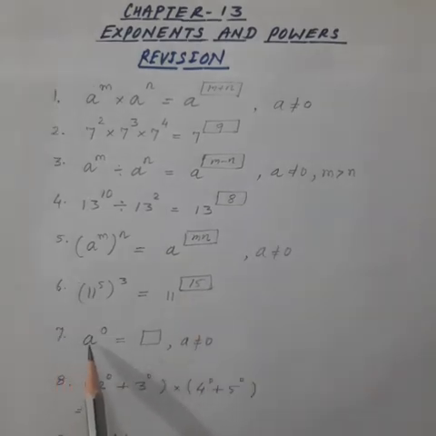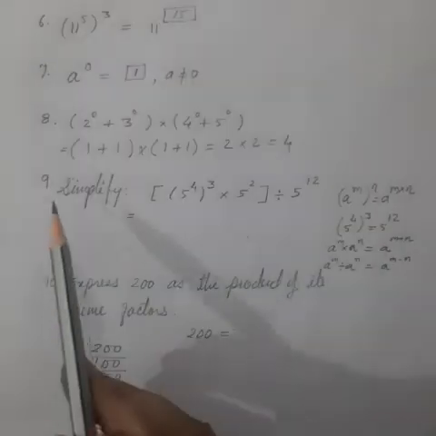Seventh, the value of any non-zero integer with power 0 is 1. Eighth, we have to simplify this. We know that the value of any non-zero integer with power 0 is 1. So here the value of 2 raised to the power 0 is 1, plus value of 3 raised to the power 0 is 1, into other bracket, value of 4 raised to the power 0 is 1, plus value of 5 raised to the power 0 is 1. We have to solve the brackets first. This bracket 1 plus 1 is 2, into the value of other bracket 1 plus 1 is 2, and 2 into 2 is 4.